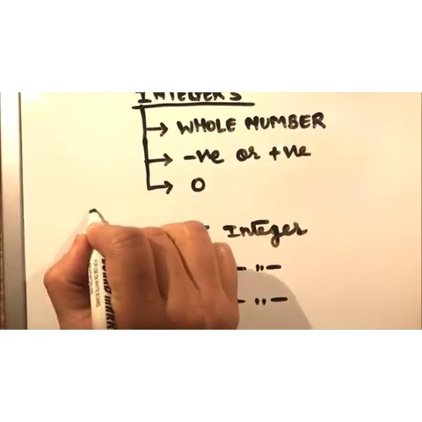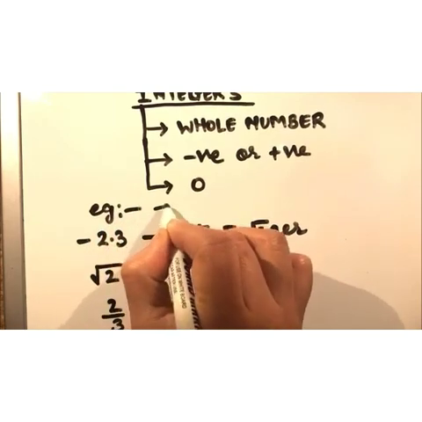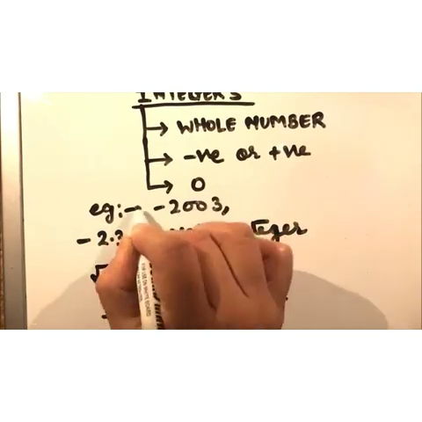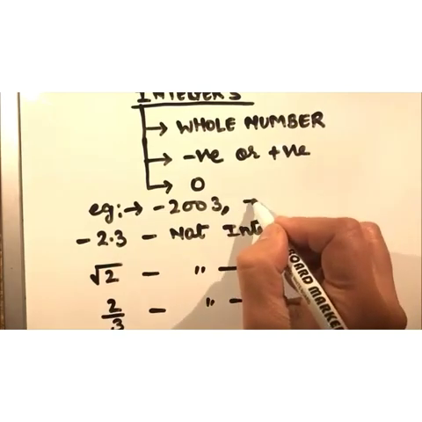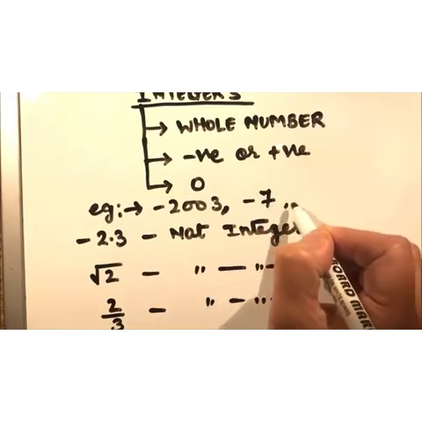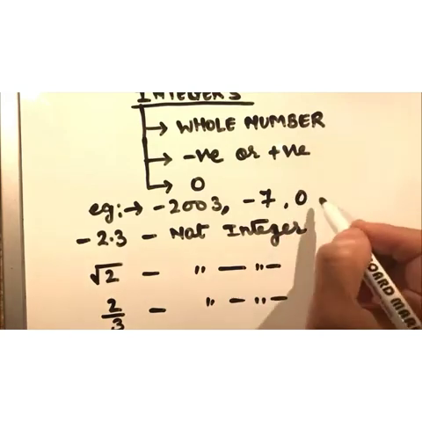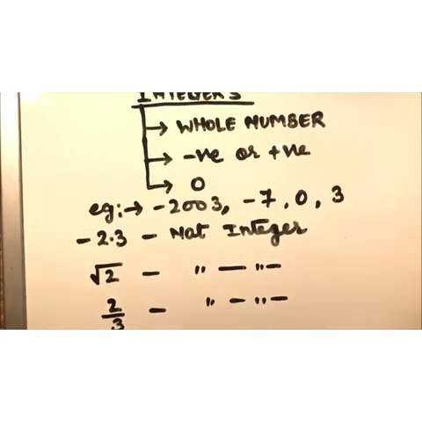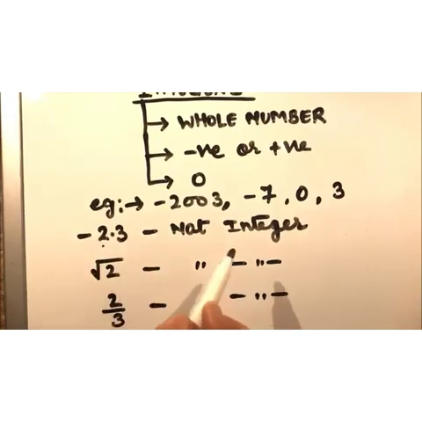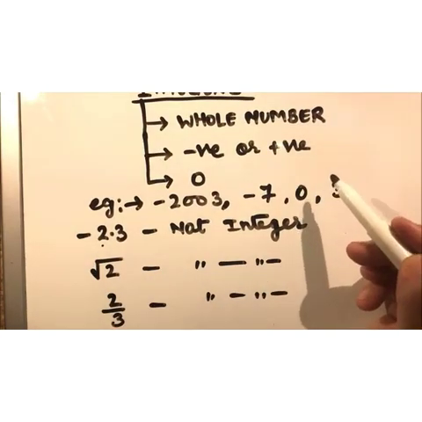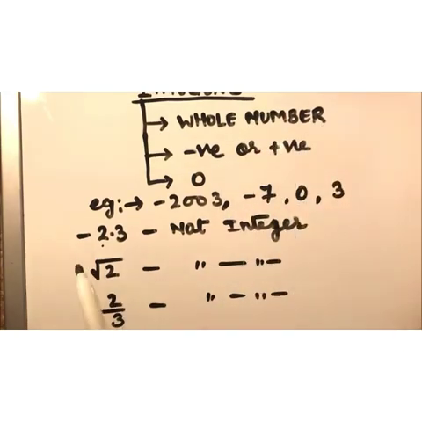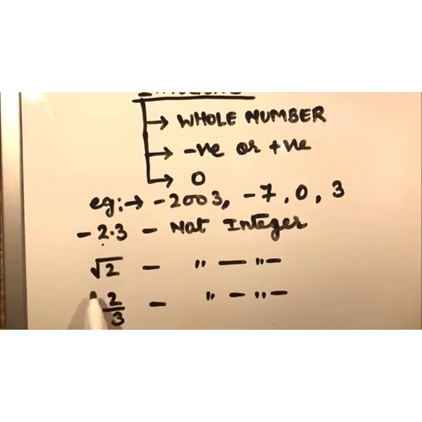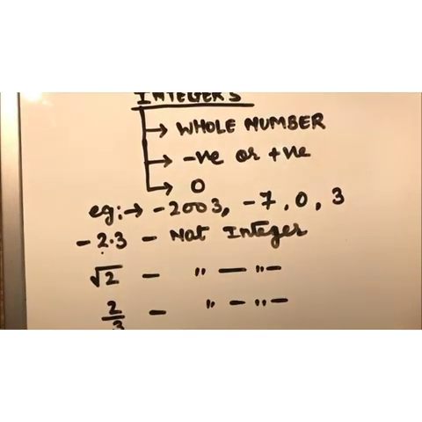For example, minus 2003 is an integer. Minus 7 is an integer. 0 is an integer. 3 is an integer. But this minus 2.3 is not an integer. So for the number to be an integer, it should be a whole number. It cannot be in the form of decimal or fraction, or under the radical sign. So integers are whole numbers which can be positive, negative or zero.